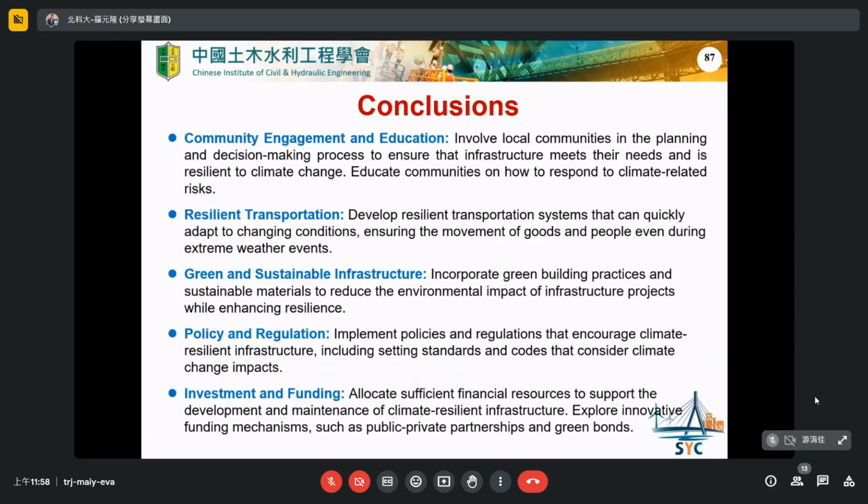Otherwise, the marking may be incorrect. So education is very, very important. And also we have to provide resilient transportation to shorten the recovery time we need after the damage has happened. And also we have to develop green and sustainable infrastructure.